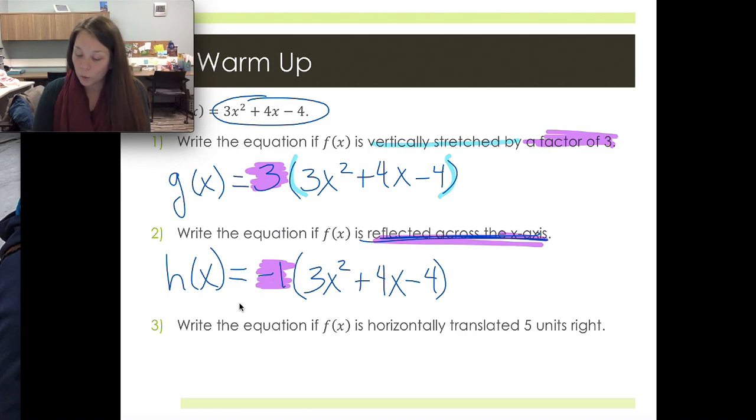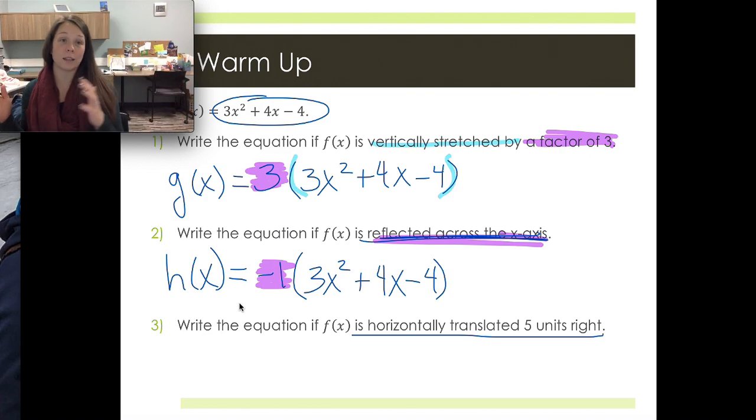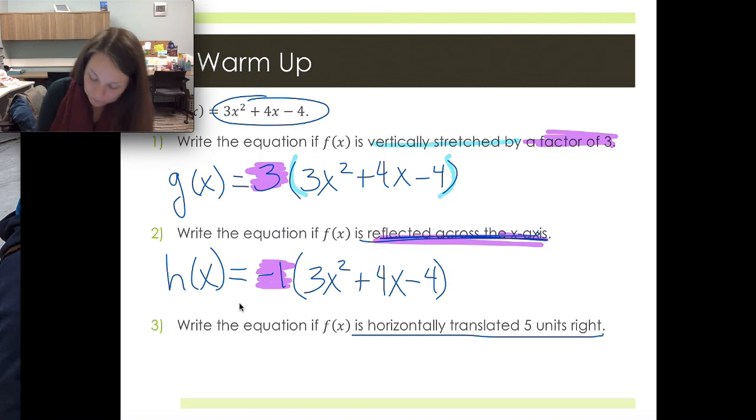Next one, write the equation if f of x is horizontally translated 5 units right. Remember, anything that's dealing with the graph horizontally is affecting our x values. And in my class, we always use the phrase "x is always lies." So if we're really going to the right 5 units, our equation is not going to say x plus 5. Instead, it's going to say x minus 5.